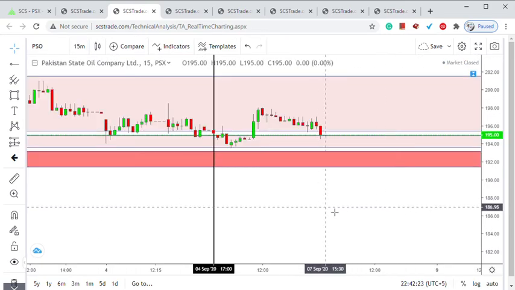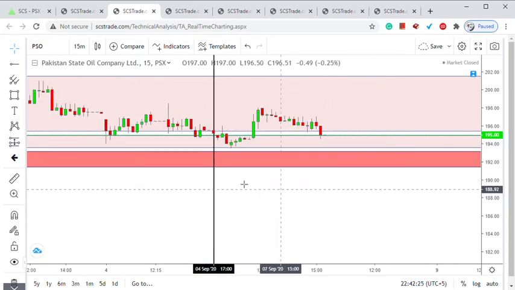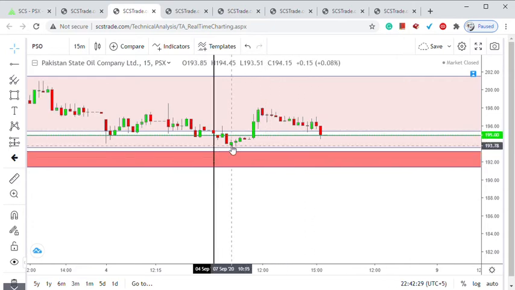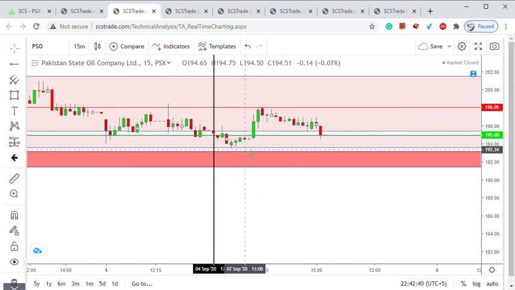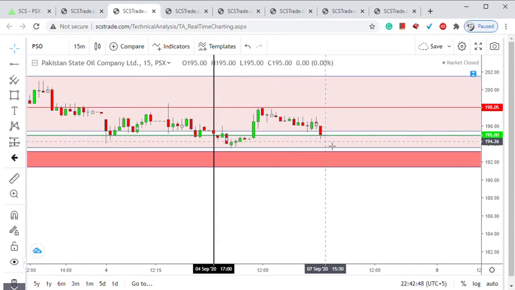Now on the 15-minute chart, you can see how the stock traded today. It started right here, came to this support level, went higher and made this one and created this resistance level, and came down, heading towards the support level, and closed as the market closed. Okay, now tomorrow, what could be the challenges for this stock and for the intraday traders?